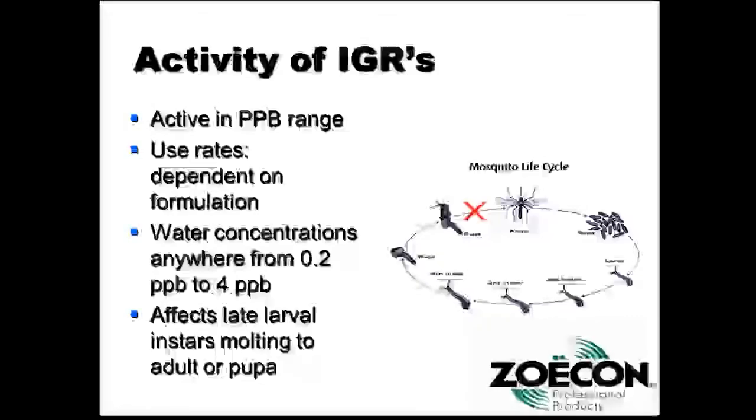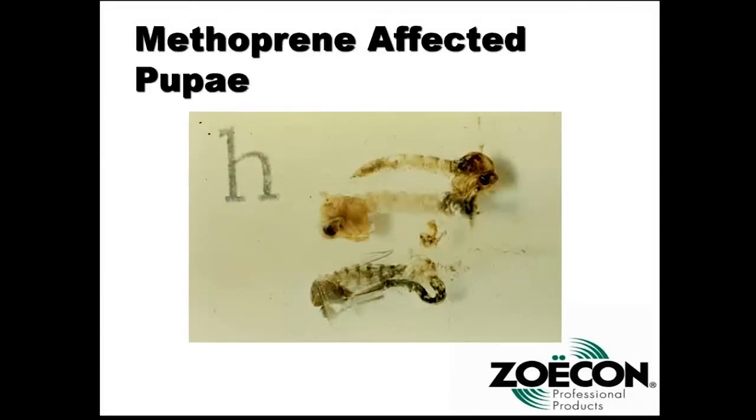So, larvae will develop normally up until they pupate, and the way you tell it's working is you see incomplete pupation and dead adults on the surface. You can see this one here partially emerged, and these two up here didn't make it out of the pupal stage. So that's typically what you'll see is dead pupae and dead partially emerged adults on the surface of the water.